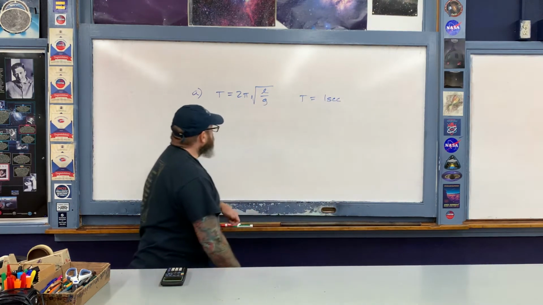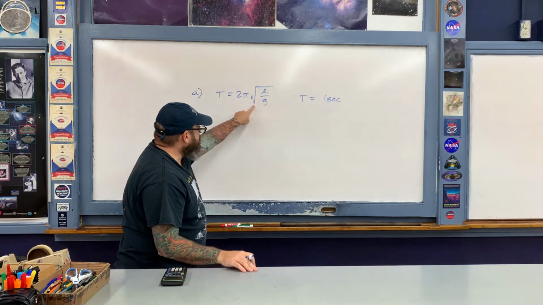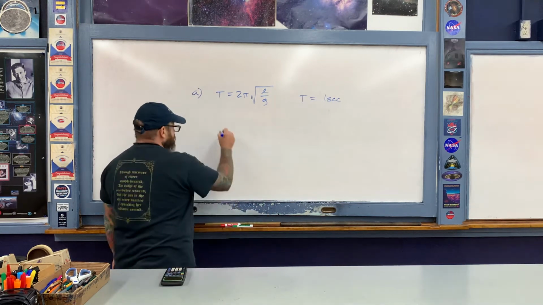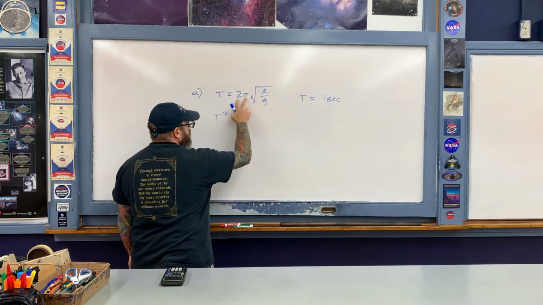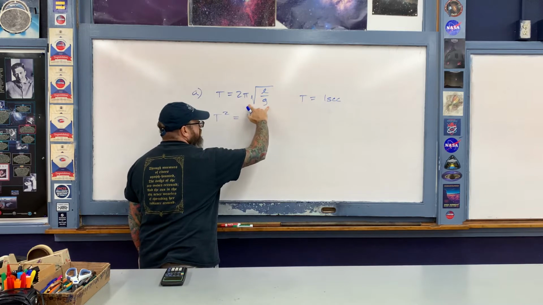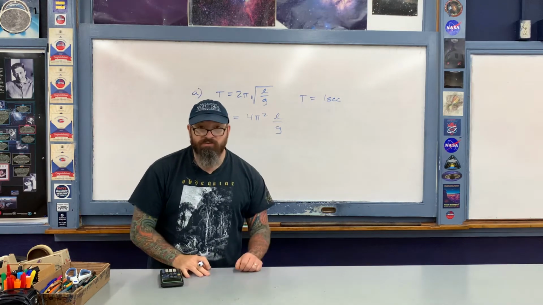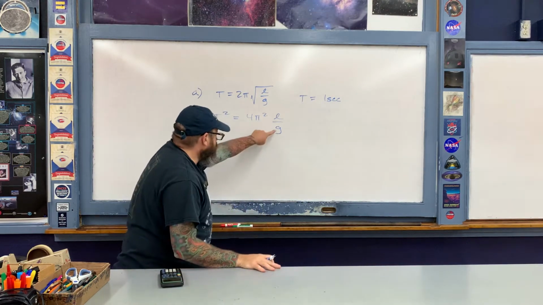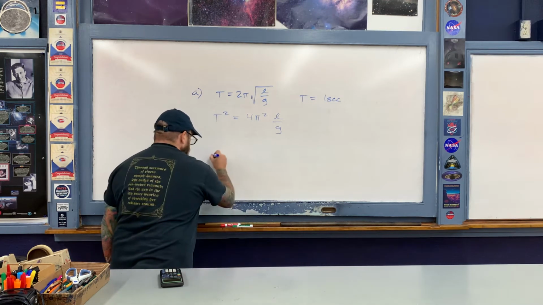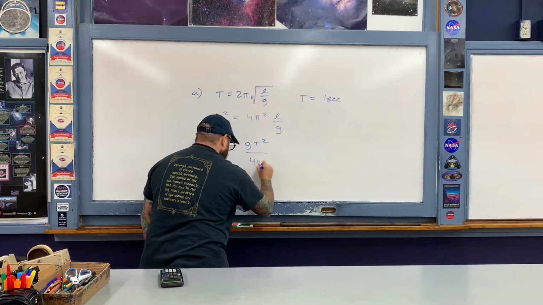Now I have to do a little bit of algebra to solve for the length L. The first thing to do is to get rid of the radical sign by squaring both sides of the expression. On the left-hand side, I get the period squared, and then squaring the 2 pi gives 4 pi squared, and squaring the square root of L over G just gives L over G. Now we solve for the length L. Cross multiply the G to the other side, divide by 4 pi squared to the other side, and that gives us the length L. So the length L is equal to the following quantity.